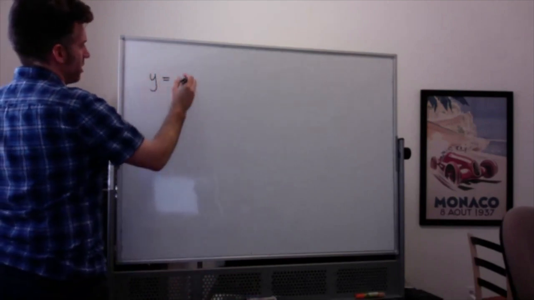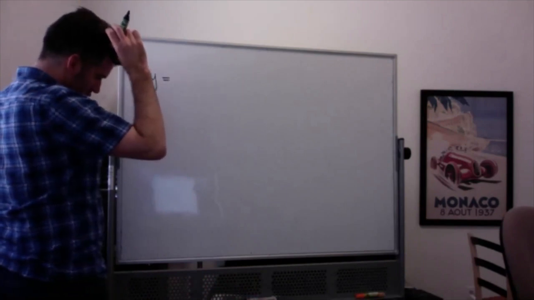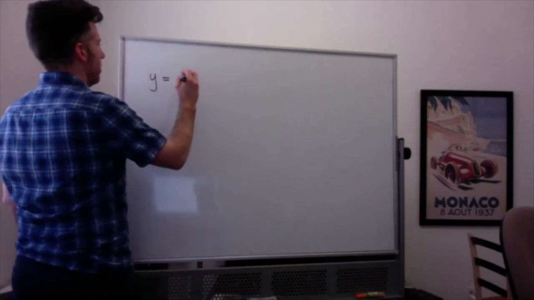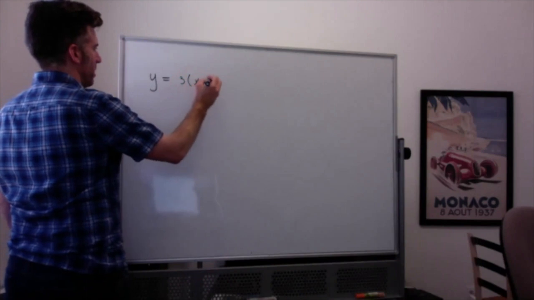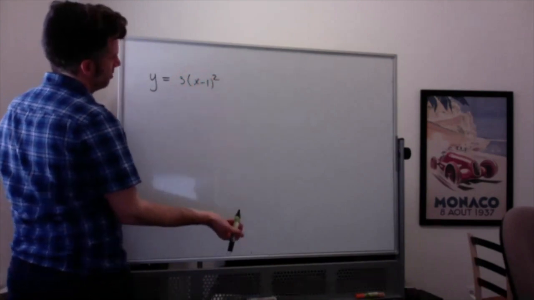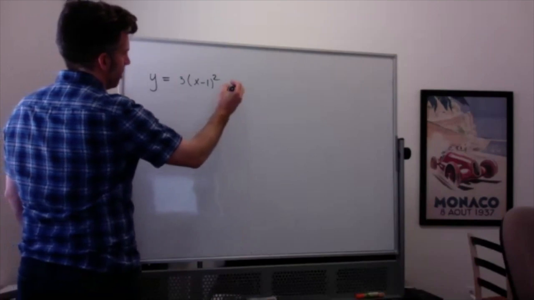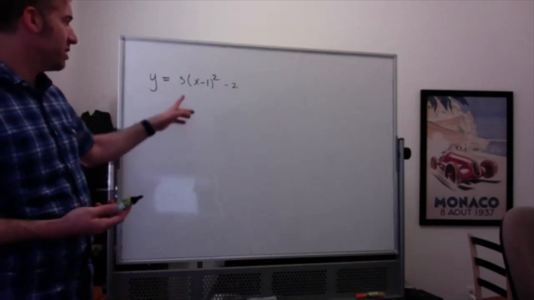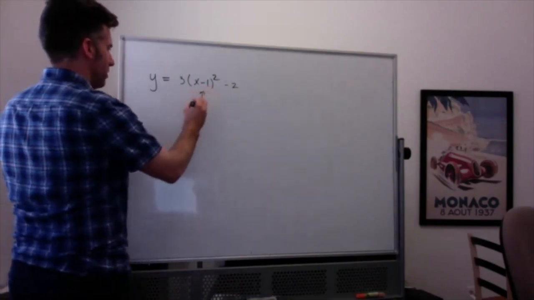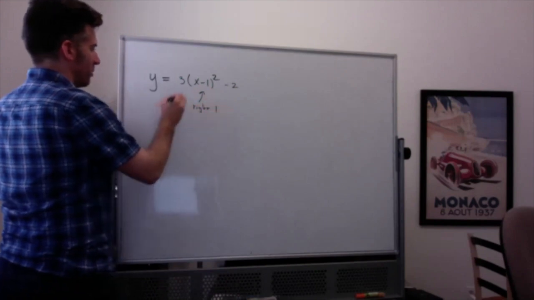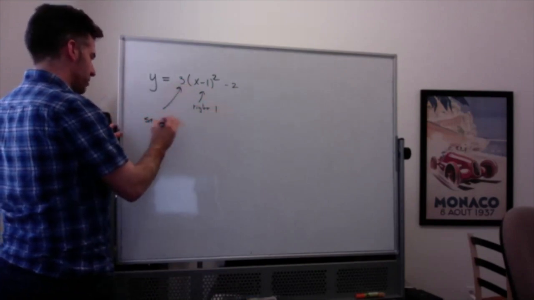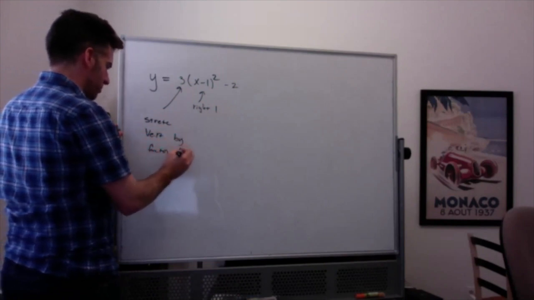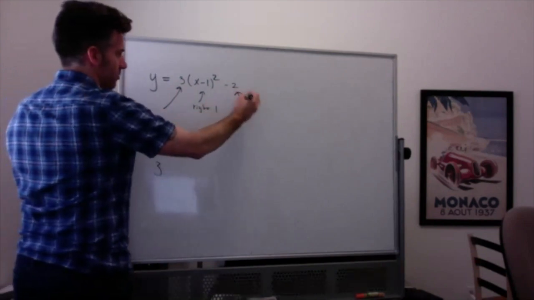Let's look at y equal to 3 times x minus 1 squared, minus 2. Yeah, there's something I want to show you. So this is going to shift us right 1. We're going to stretch vertically by a factor of 3. And we're going to shift down 2.